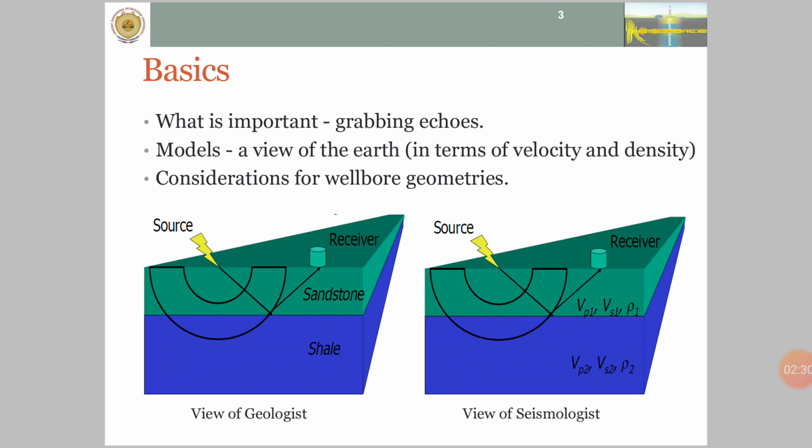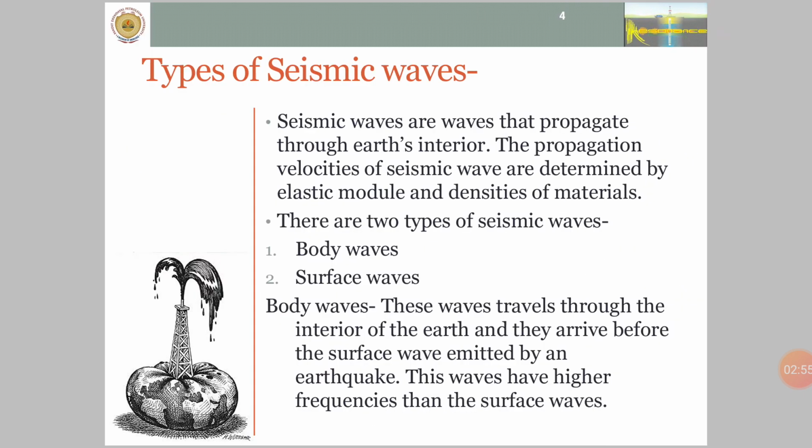So we can find out the reflectivity. The reflectivity is calculated as ρ2V2 minus ρ1V1 divided by ρ2V2 plus ρ1V1. Based on whether the reflectivity is positive or negative, we can have either a peak or a trough, and the wave shape gives an important clue, which we have seen in the attributes, in understanding the hydrocarbon presence.